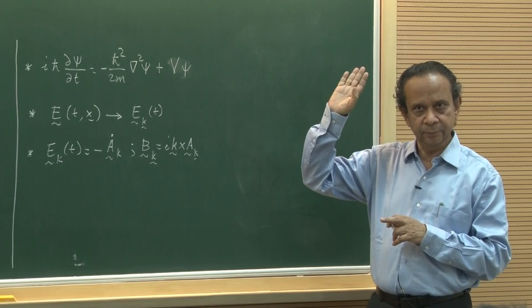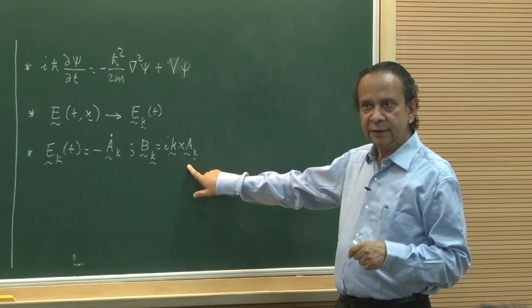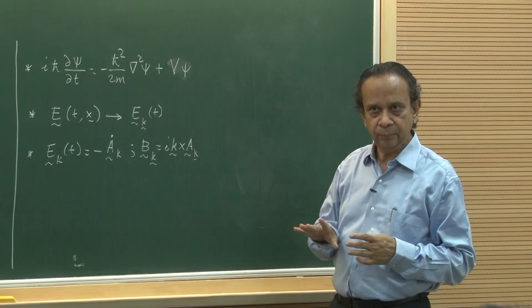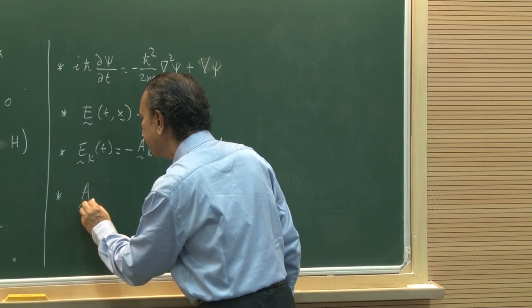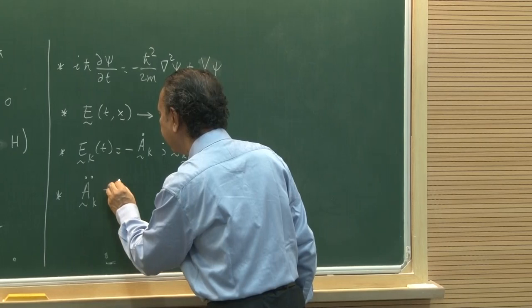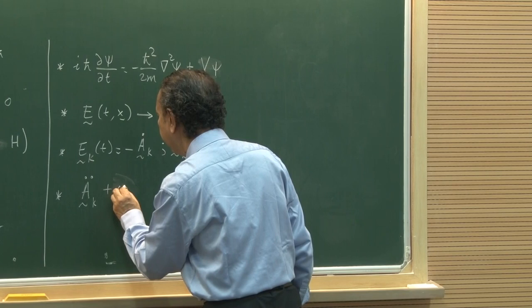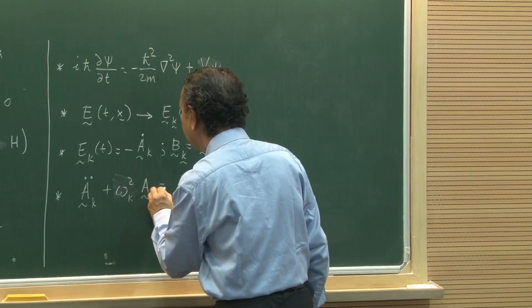Okay. And we also had the condition that A_k is divergence free, divergence of A we took to be 0, that means k dot A_k is equal to 0. So, k and A_k are perpendicular to each other. With all these, we showed that the dynamical variables here satisfy the differential equation A_k double dot plus k squared c squared, which we called omega squared. So, let me call it omega_k squared A_k is equal to 0. This was also done in the first lecture.